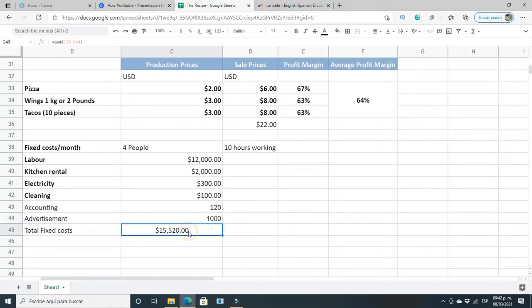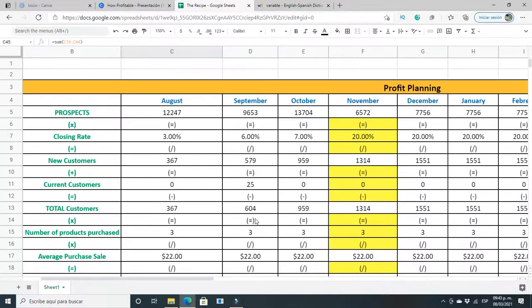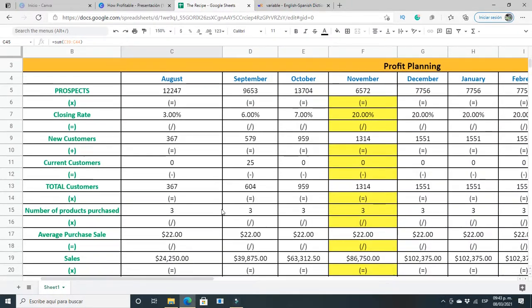And well, the total fixed costs, or the total indirect costs, are $15,520. So we have the numbers here, and we're going to move to this table that I call the profit planning, or for me it is the recipe.